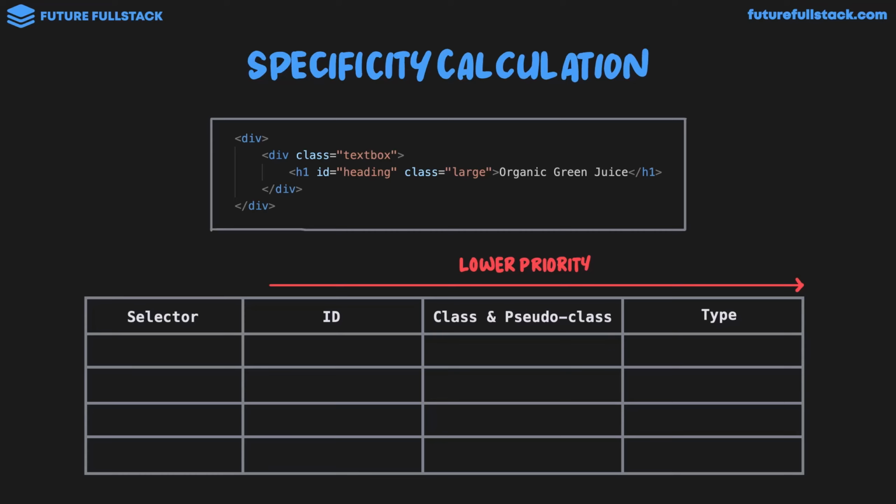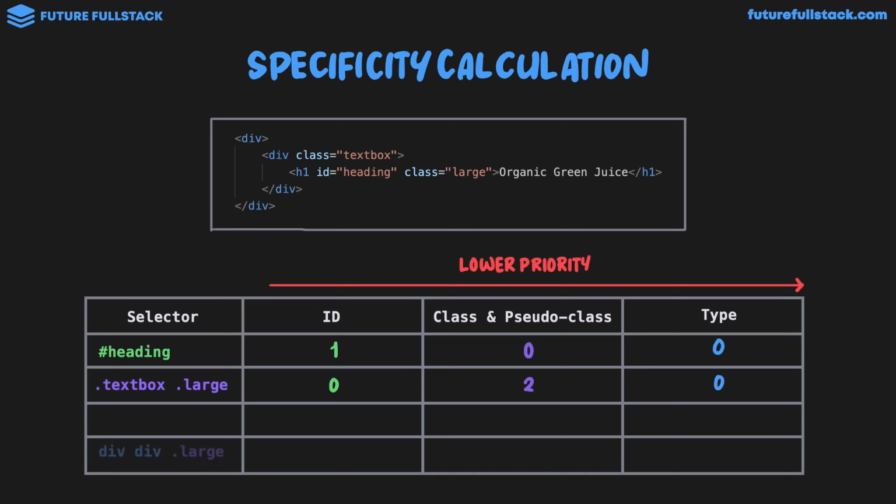So let's now go through all 4 CSS rules we just saw earlier and tally this up. The first selector was the ID selector heading. There's just one ID selector here, so this gets 1 point. There's no class or pseudo-class selector, and there's no type selector. The next rule we saw was the descendant selector using 2 classes. There are no IDs here, so this gets 0. And there are 2 class selectors here, textbox and large, so this gets 2 points. And there are no type selectors, so we get 0 points.